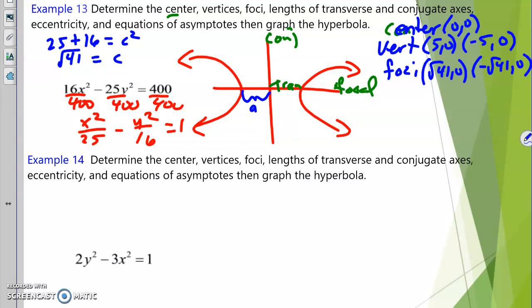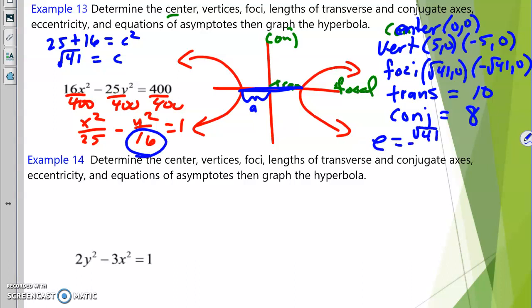My transverse axis, which is the distance from there, is going to be a length of 10, because from negative 5 to 5 is a distance of 10. My conjugate axis, which is important because we're going to make that box to find the asymptotes, is going to be a distance of 8 because of the 16 over here. That's distance B. And our eccentricity here is C over A.